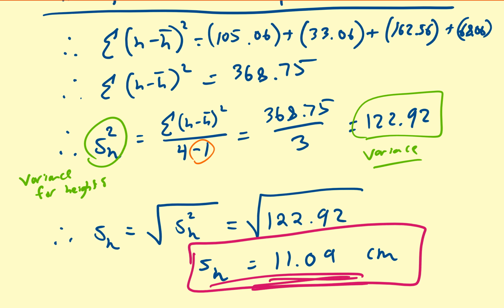And make sure you note that this is in the unit of our data. And this is one of the reasons why we will choose to use standard deviation over the variance of our data.